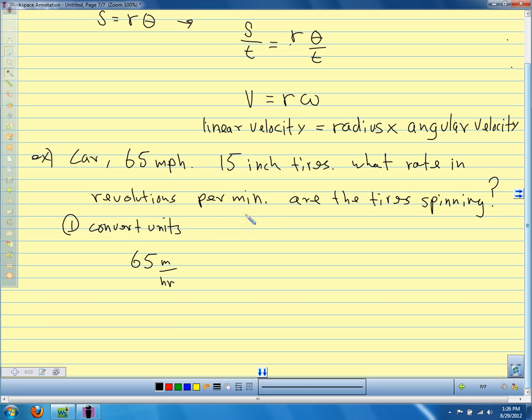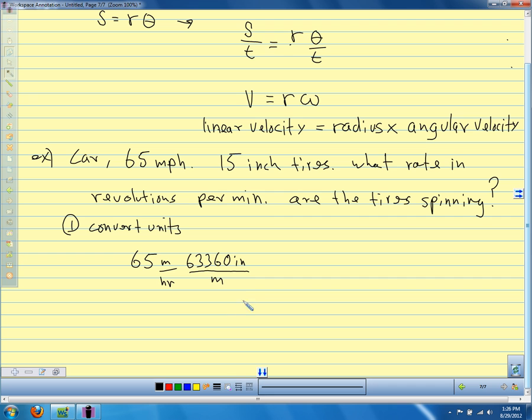Does anybody know how many inches are in a mile? 5280 feet. So we need to multiply that by what? 12. So if we multiply 5280 by 12, we should get 63,360 inches per mile.